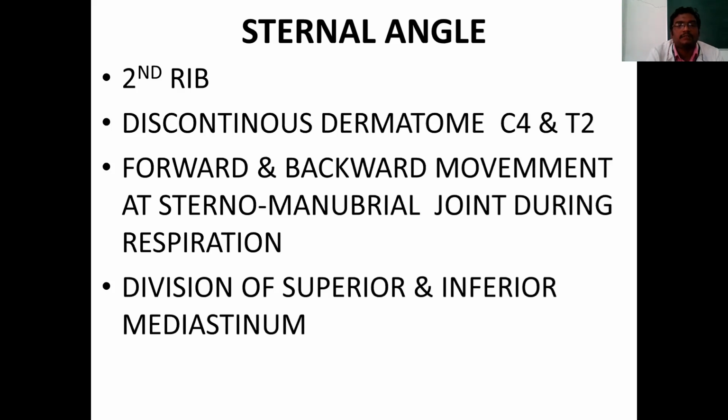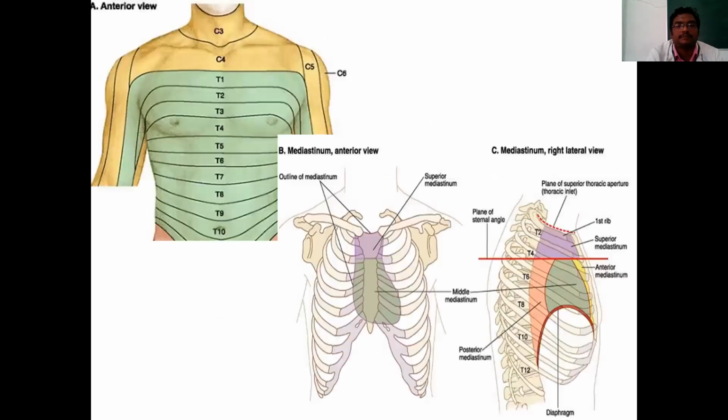So next is the division into superior and inferior mediastinum. This is another important thing. This sternal angle is going to divide the mediastinum into superior and inferior mediastinum. Here you will be able to get the dermatome, C4 to T1. So why? Because the remaining dermatomes go into your upper limb. So this is another important thing.